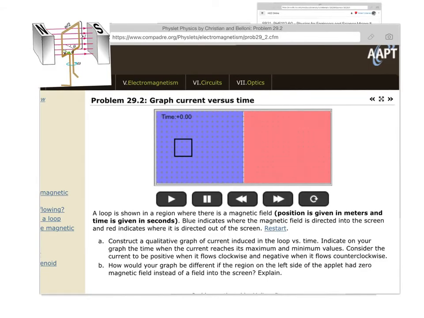Okay, question number 2, simulation number 2. Actually, it looks like the last one, right? Only in this case, the field is constant, and the loop moves. So look at that and think about what you're going to get. Changing flux. So try and do this one on your own. Do as much as you can, and then come back and check and see what I say about it.